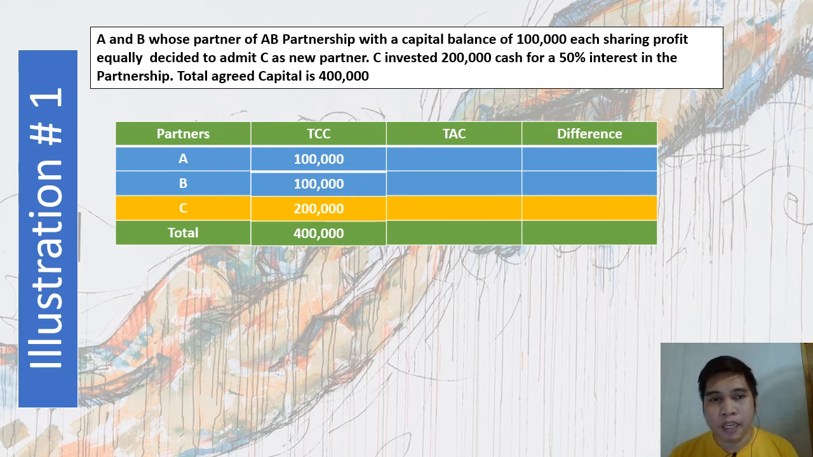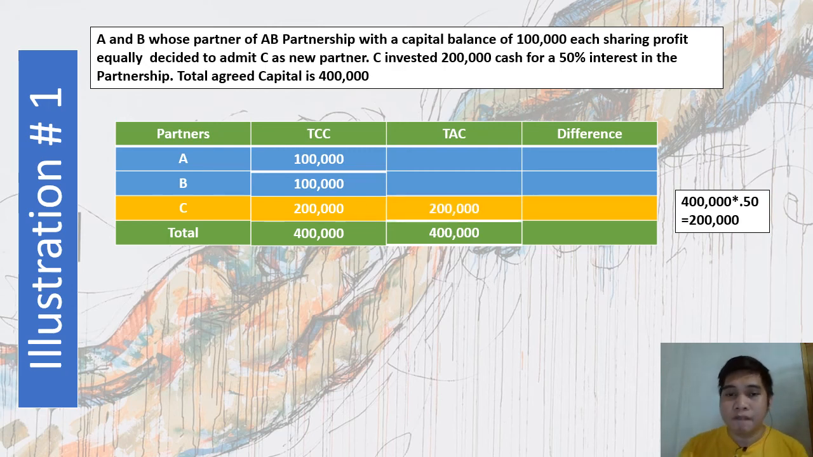Then, sabi dyan, binigay na din sa atin, the total agreed capital is 400,000 pesos. So, ilagay lang natin 400,000 pesos. So, ngayon, paano kuhain yung total agreed capital ng mga old partners saka ng new partner? So, basically, pwede po natin gawing basis since given na si total agreed capital. So, ang gagawin lang natin, kuhain po natin yung portion na mapupunta kay C. So, sabi daw dyan, 50% of the interest of the partnership will go to C. So basically 400,000 times 50%. So ang total agreed capital ng new partner si C, ibibigay po natin siya ng 200,000 pesos.